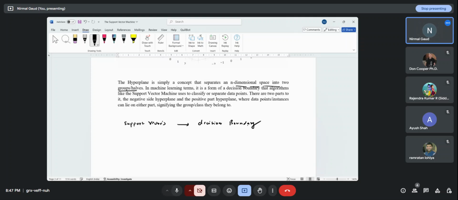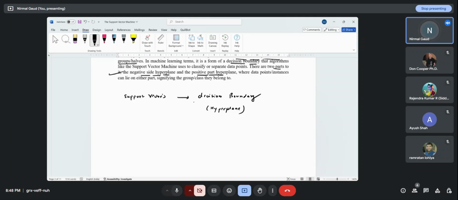Okay. That will be your hyperplane. All right. So in machine learning terms, it is a form of a decision boundary only. There are two parts of it: the negative side of the hyperplane and the positive side of the hyperplane. Okay, there are two sides, negative and positive. So we are considering the hyperplane as reference. Okay, it is having a positive side and a negative side.